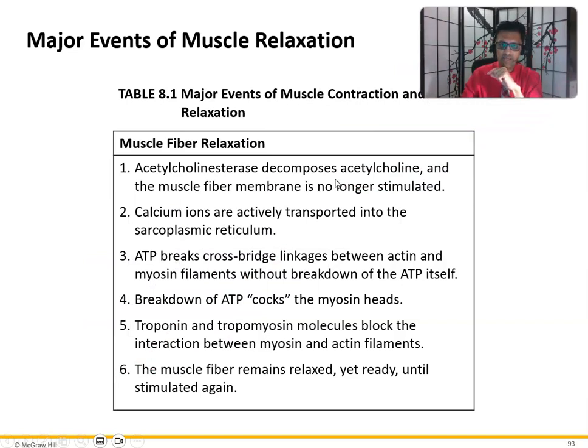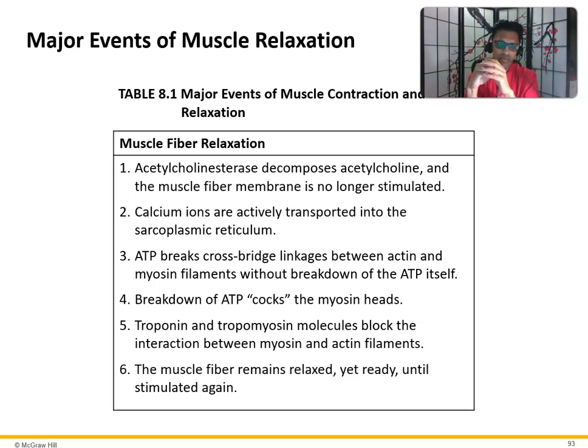Acetylcholinesterase, remember the enzyme, decomposes acetylcholine, and the muscle fiber membrane is no longer stimulated, right? So I needed acetylcholine to get everything going. If I have too much acetylcholine, it's going to stay contracted, so I need to say, acetylcholine, stop. This enzyme says, okay, we no longer need it. If I don't have acetylcholine, then the calcium ions are actively transported back into the sarcoplasmic reticulum.